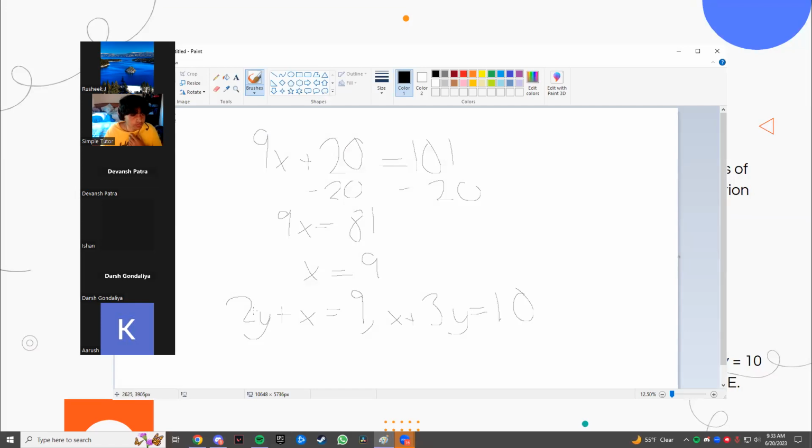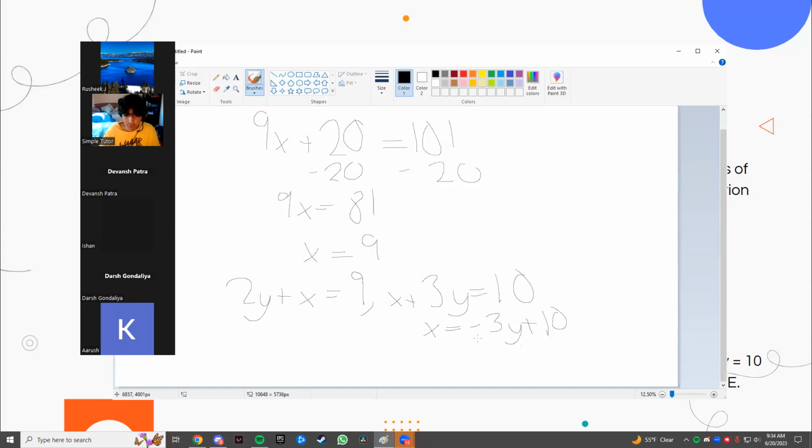So from the second equation, we got x is equal to negative 3y plus 10. Okay, so I plugged that in the second equation and I got 2y minus 3y plus 10. And then afterwards, I got negative y is equal to negative 1. So y is equal to 1.